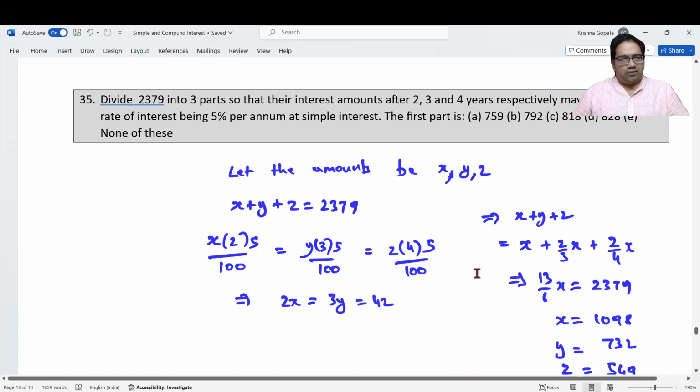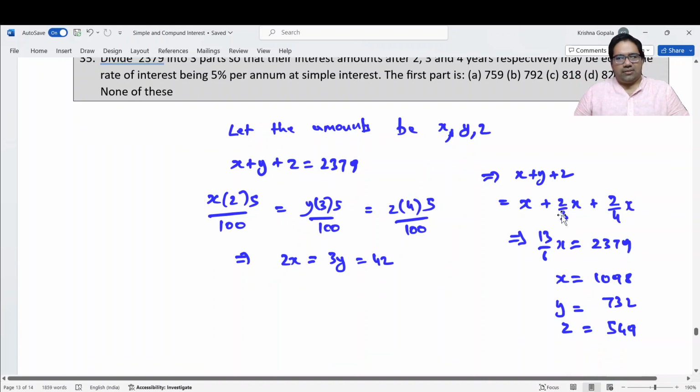Okay, we'll just simplify this. What exactly does this mean? 2x equal to 3y equal to 4z. That means y is 2 by 3 x and z is 2 by 4 x, which is half x. Right, so x plus y plus z is x plus 2 by 3 x plus half x. Simplifying this, 13 by 6 x equal to 2379, x is 1098, y equal to 732, z equal to 549.